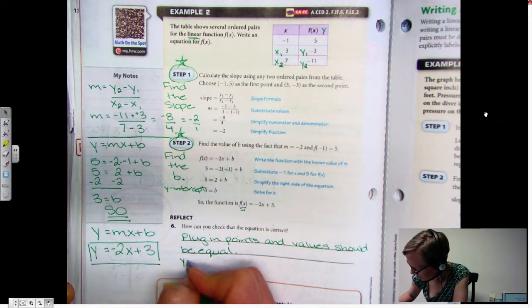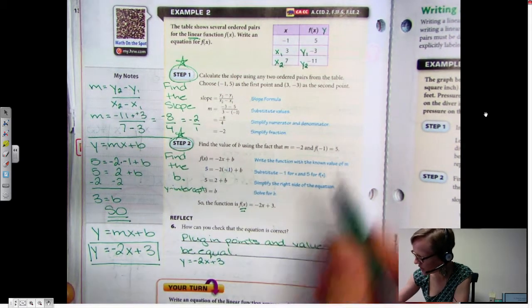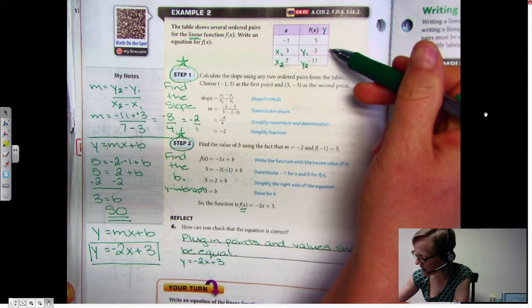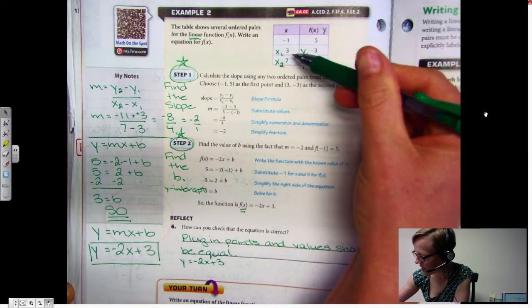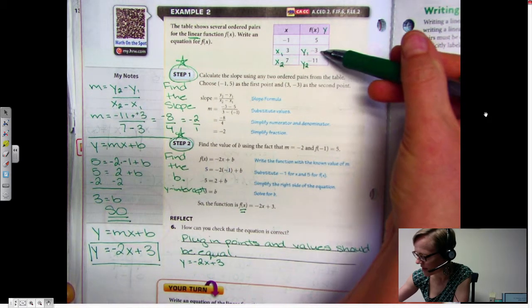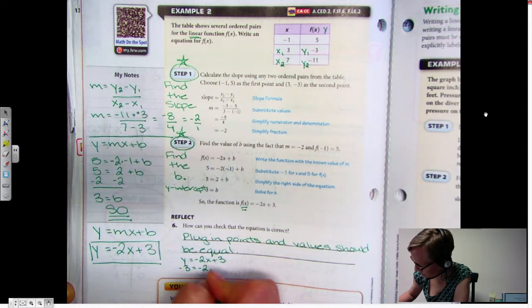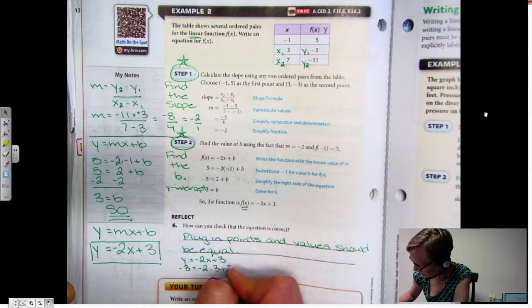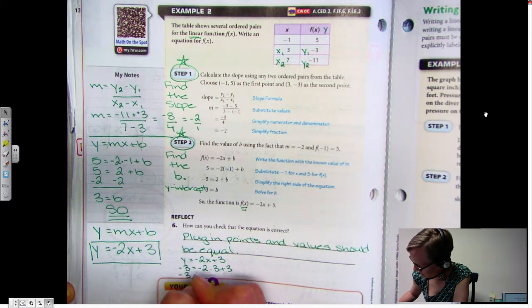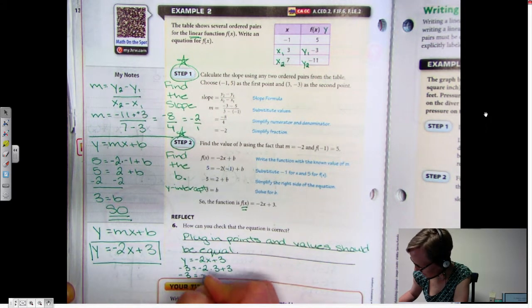Let's do y equals -2x plus 3. And I said I was going to choose this point, 3 comma -3. So wherever I see an x in my formula, I'm going to substitute 3. And wherever I see the y, I'm going to substitute the -3. So down here I'm going to say -3 is -2 times 3 plus 3. -3 is equal to -6 plus 3 is -3.